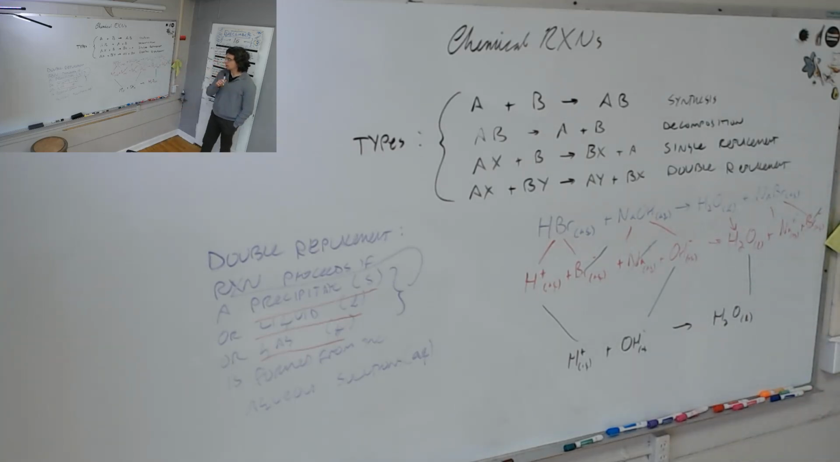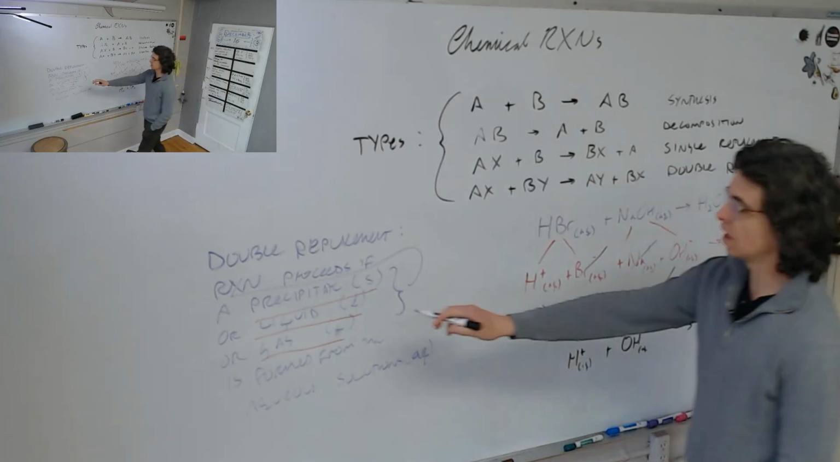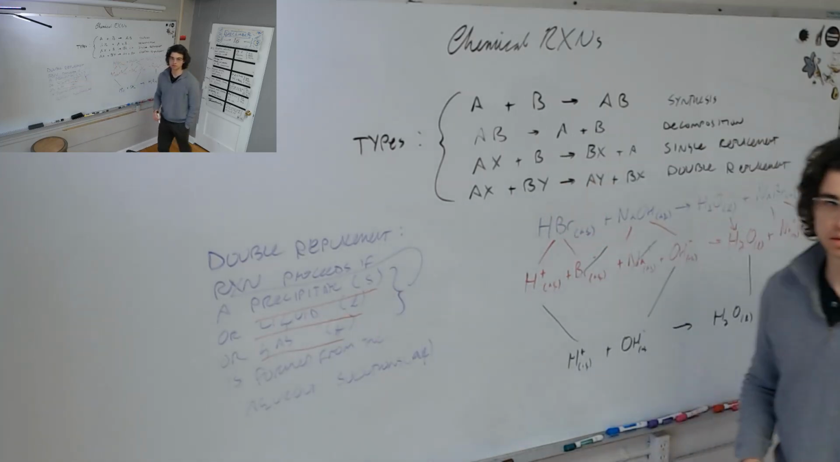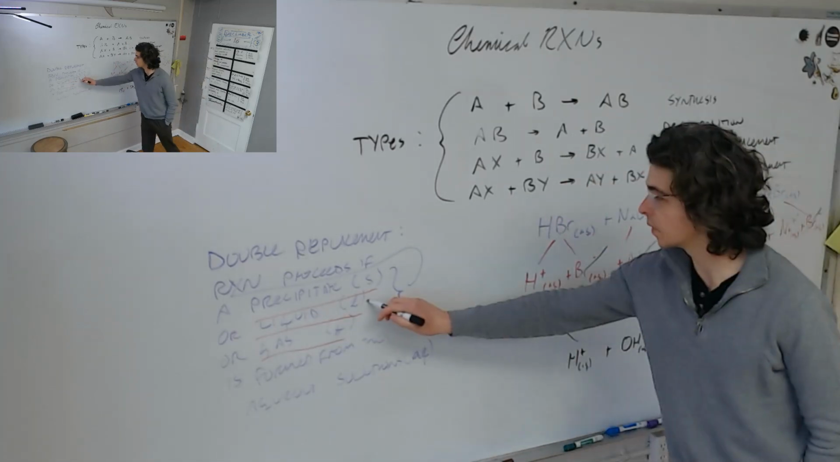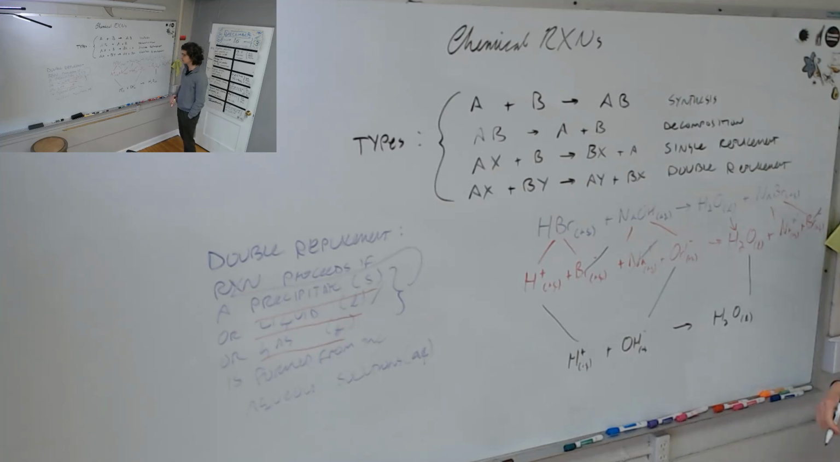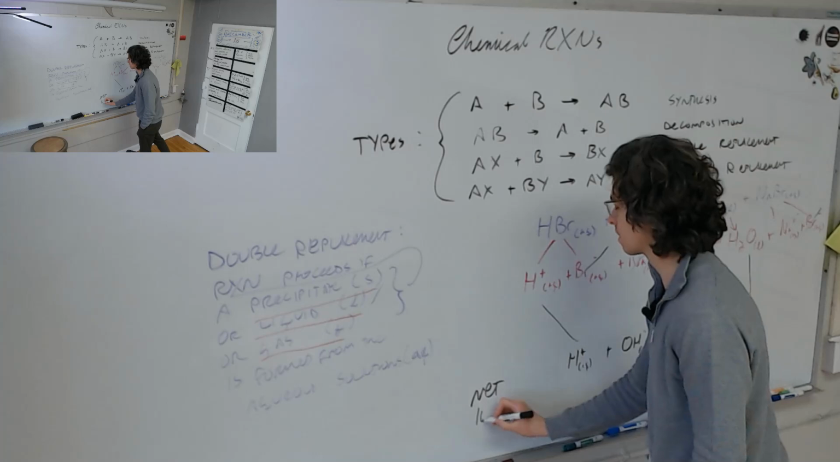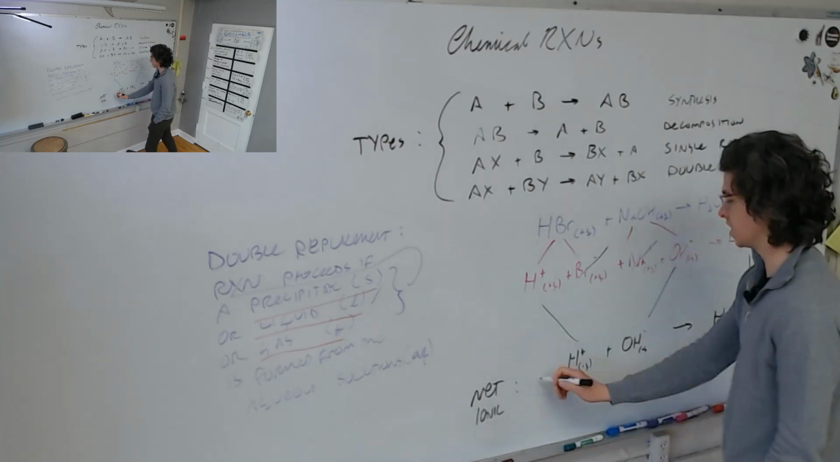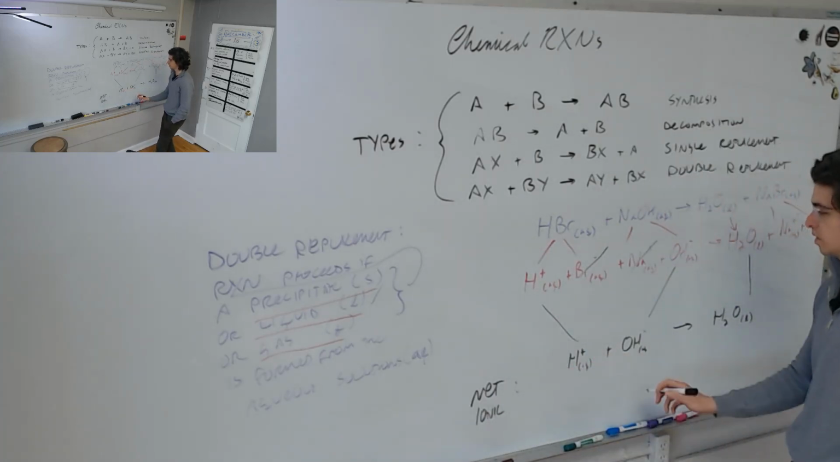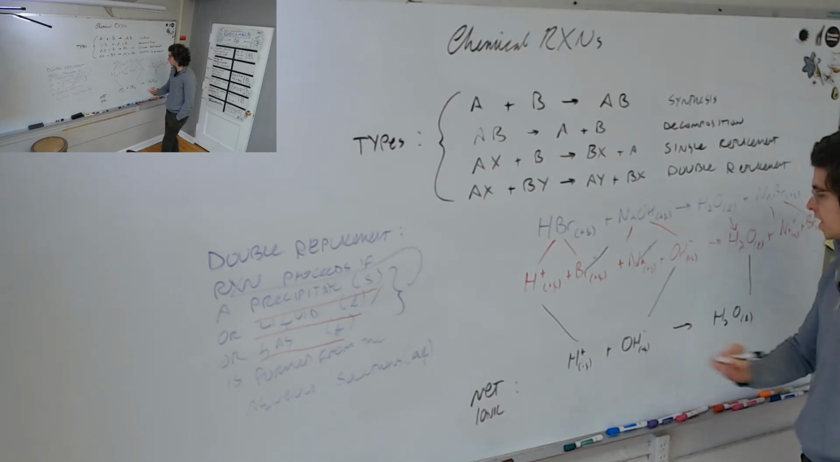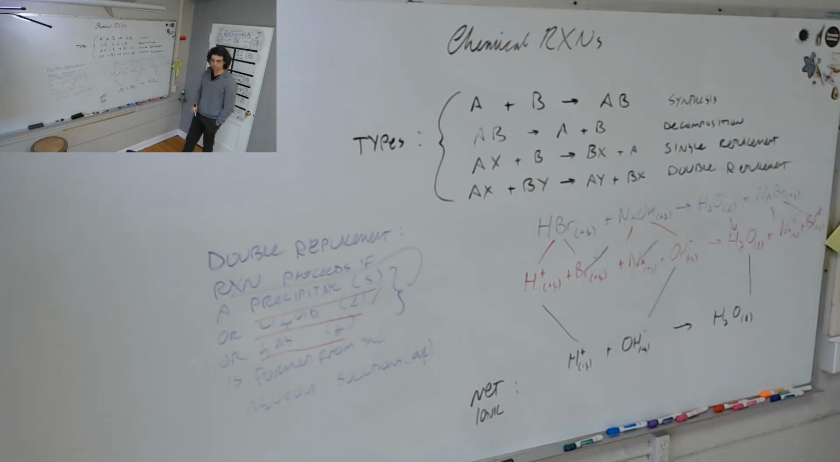So question 1, did a reaction proceed? Did a reaction occur? Well, did we have a precipitate, a liquid, or a gas? Yeah, we did. In this case, we had a liquid. So yes, the reaction proceeds. And what is the net ionic equation? The net ionic equation is H plus in aqueous solution plus OH minus in aqueous solution yields water as a liquid. That's the net ionic equation.